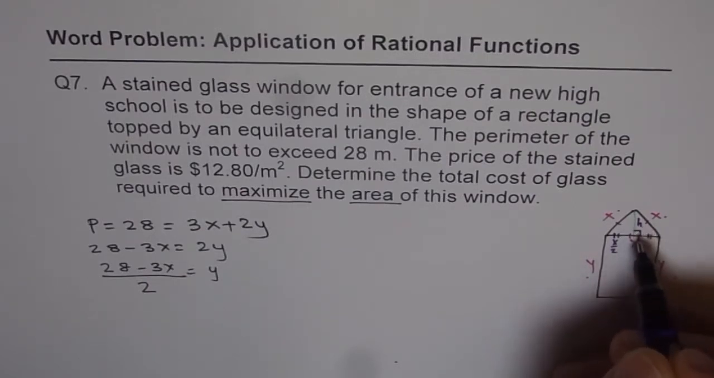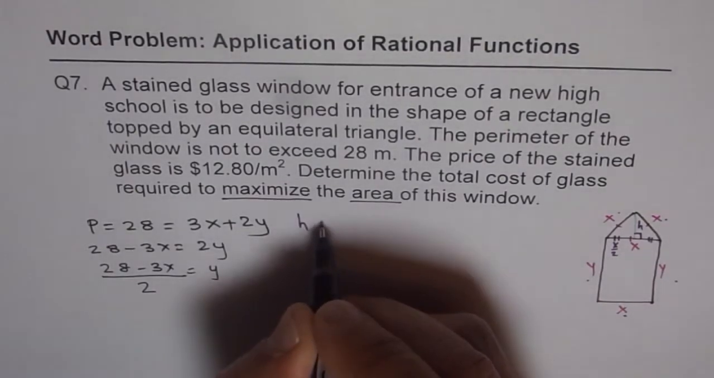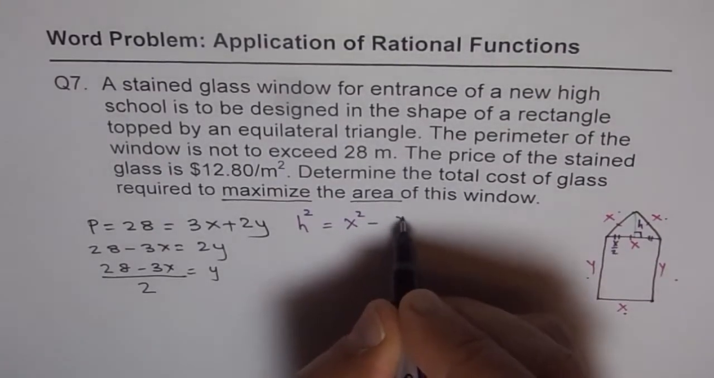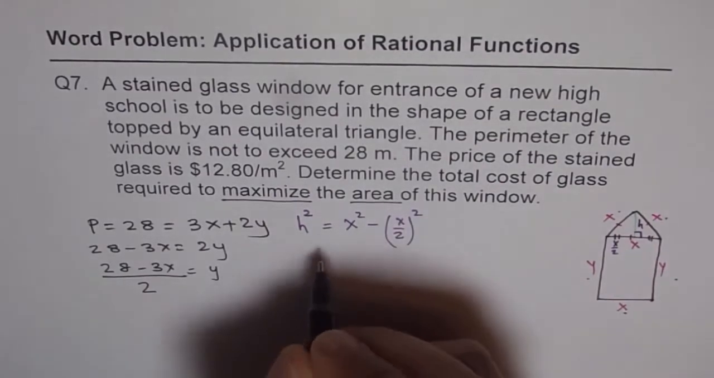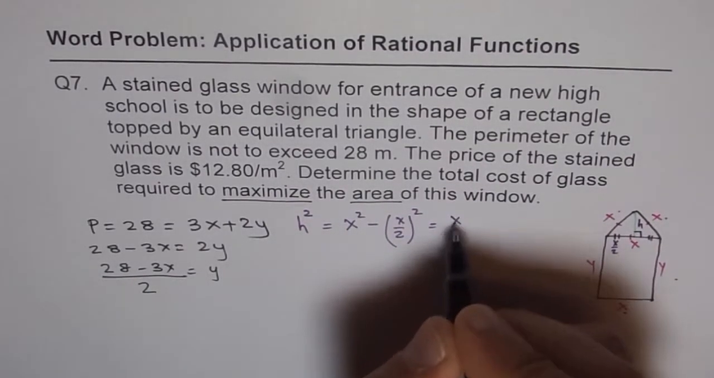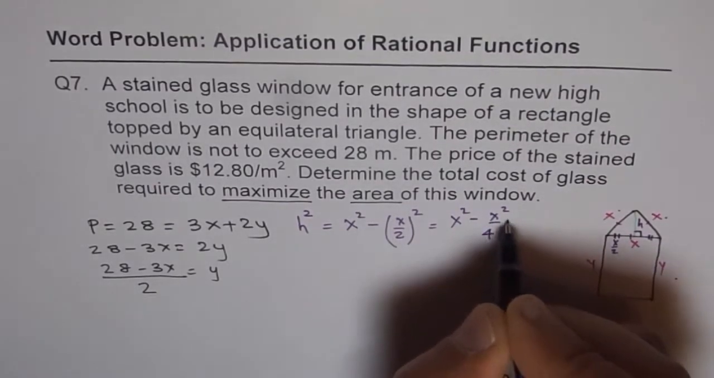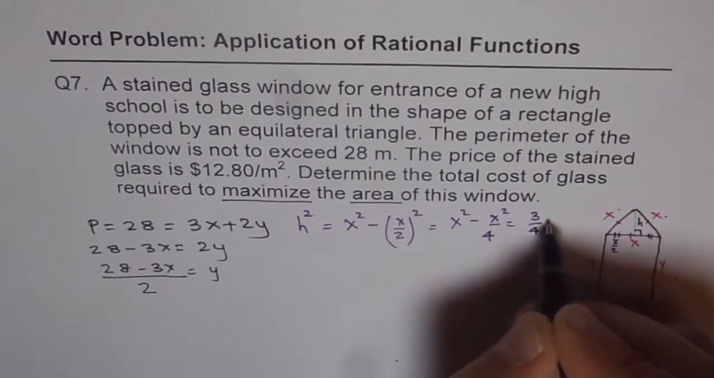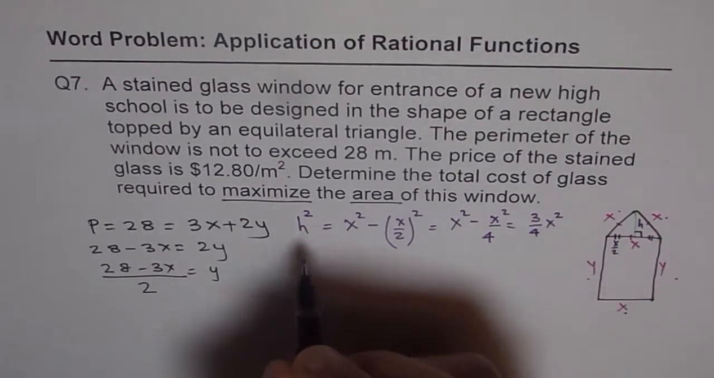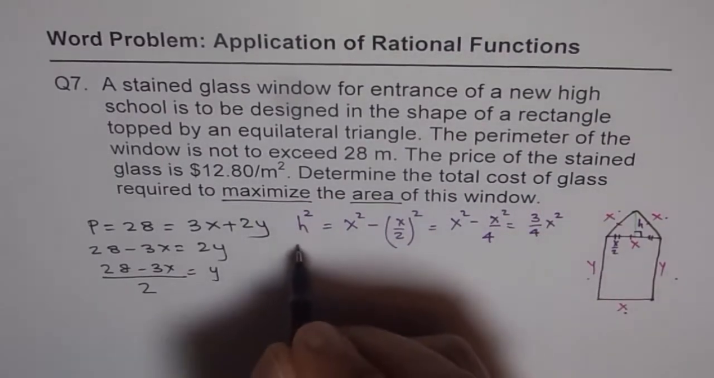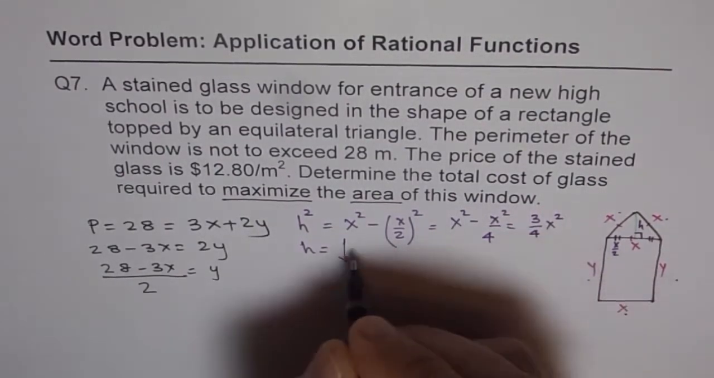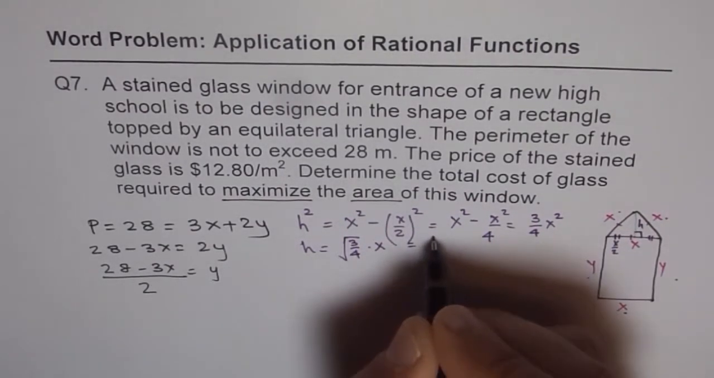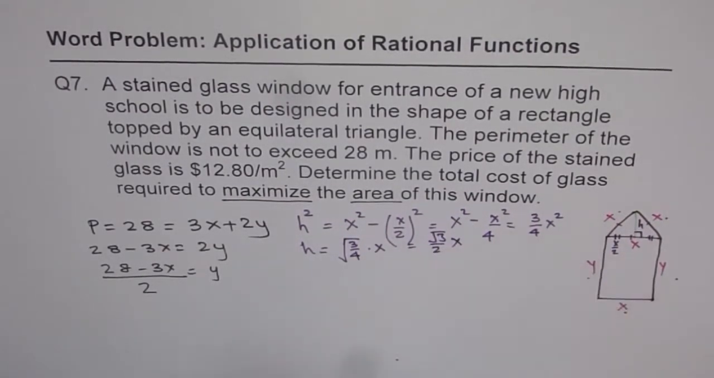We'll use the Pythagorean theorem to find the height. Height squared equals x squared minus (x over 2) squared, which is x squared minus x squared over 4. Taking 4 as common denominator, we get (4x squared minus x squared) over 4, which is 3 over 4 x squared. So that is height squared, and the height is the square root of that, which is square root of 3 over 2 times x. So that is the height.